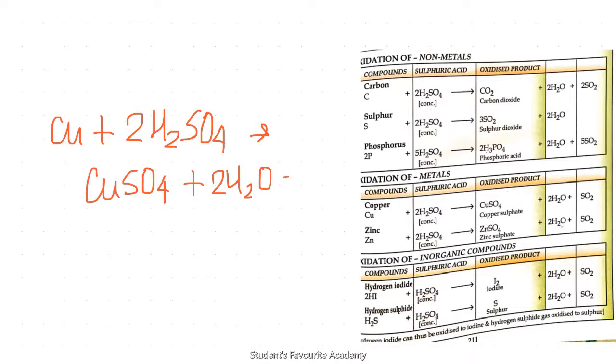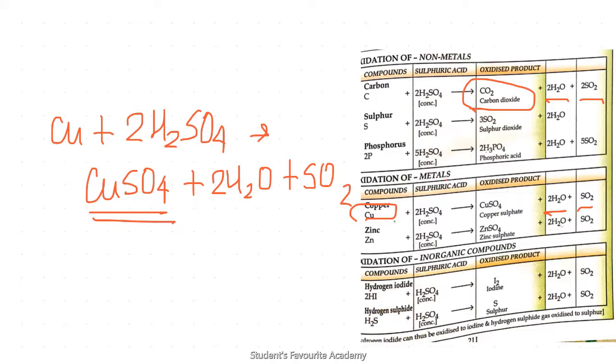So what is the difference that you see between metals and non-metals, children? In the metals, the salt is being formed and the side products are water and sulfur dioxide. In the non-metals also, the side products are water and sulfur dioxide, but the main product that is being formed is the oxide form. In metal I am getting the salt form, in non-metal I am getting the oxidized form.